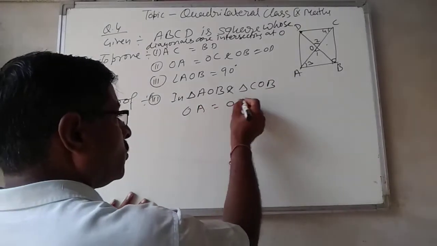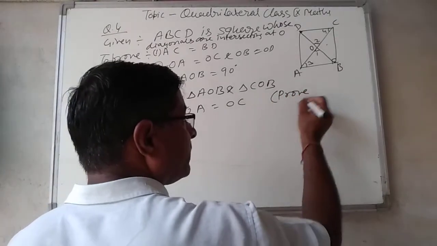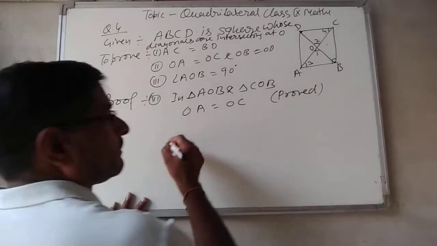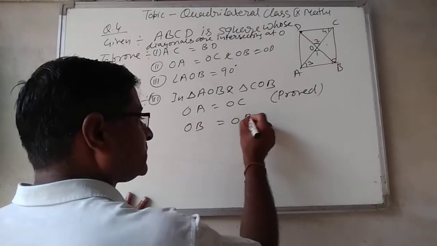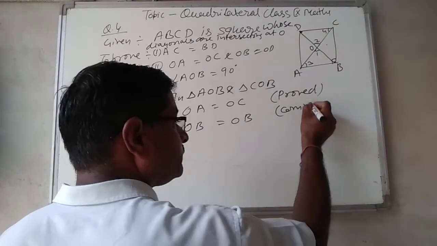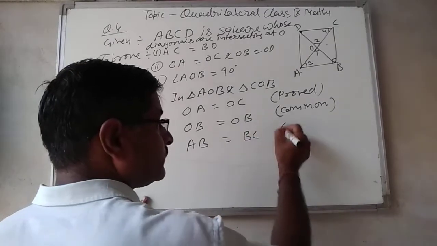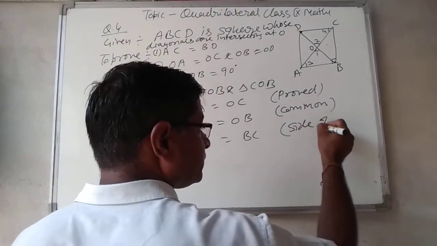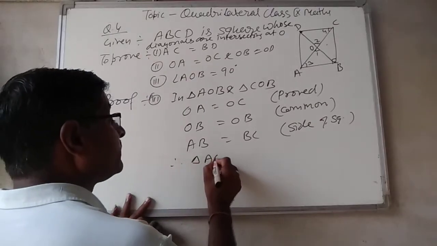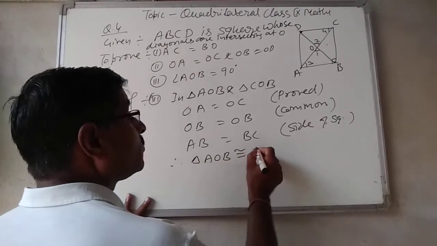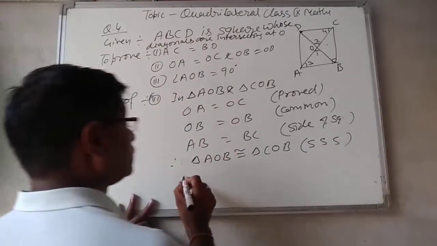OA is equal to OC, we have proved it. You can give the name first or second. OB is equal to OB, this is common. And AB is equal to BC, side of square. Therefore, triangle AOB is congruent to triangle COB by SSS rule.